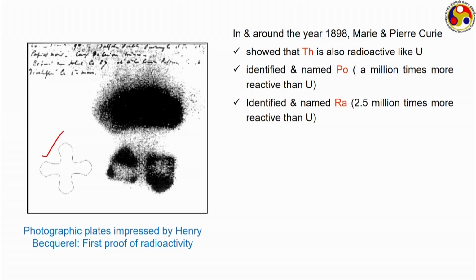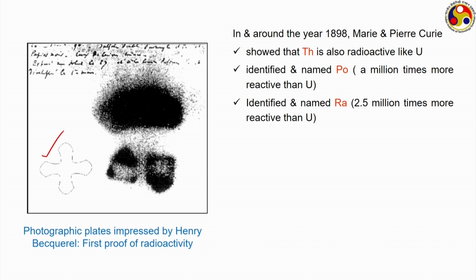Firstly, they identified that thorium is also radioactive, similar to uranium. Then they identified another element which was found to be at least 1,000,000 times more reactive than uranium, and in memory of their birthland Poland, they named that polonium. And then they identified radium, also named by themselves, and radium was found to be 2.5 million times more reactive than uranium. The term radioactivity was also coined by them.